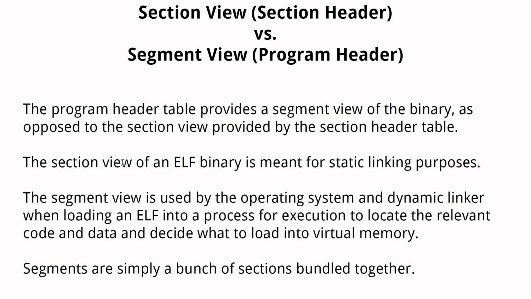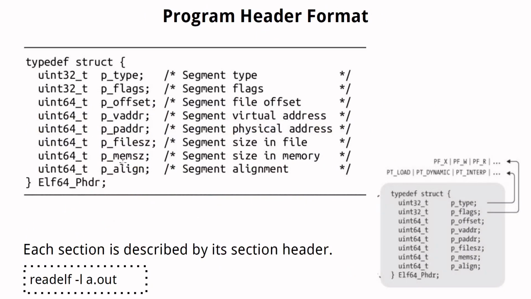section view and segment view. The program header table provides a segment view of a binary, and the section view is provided by the section header table. The section view of an ELF binary is meant for static linking purposes. The segment view is used by the OS and dynamic linkers. So just get familiar with those concepts. This is a program header format, and you can see that some of the types are similar to what we saw for the segment types.